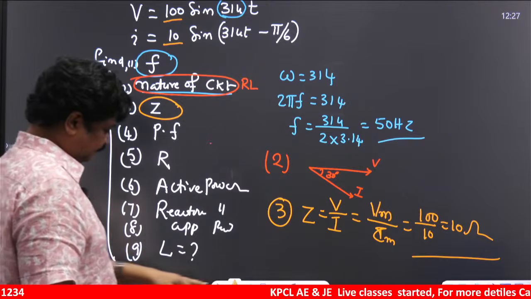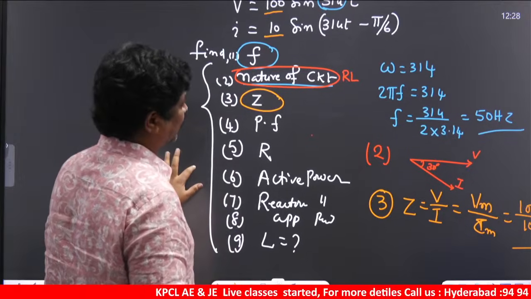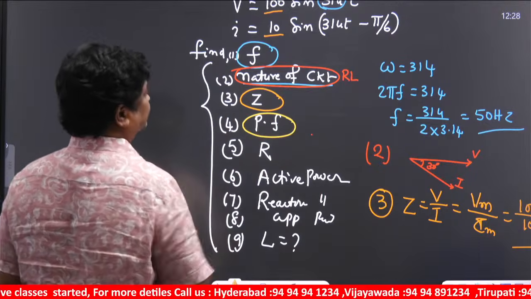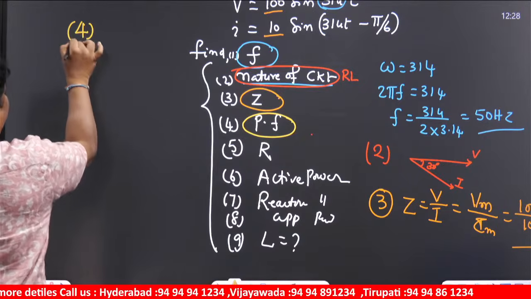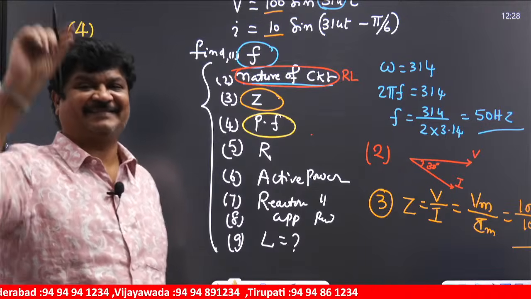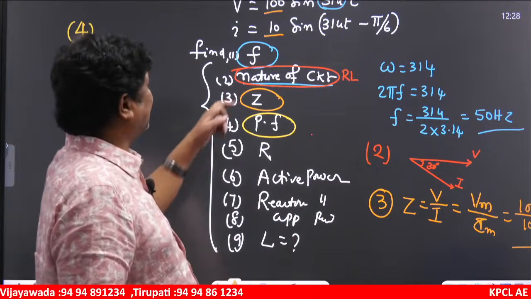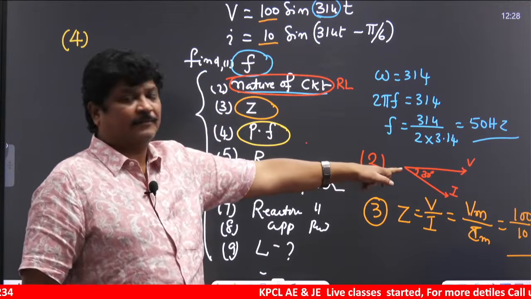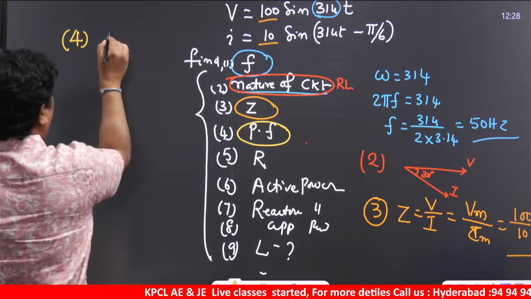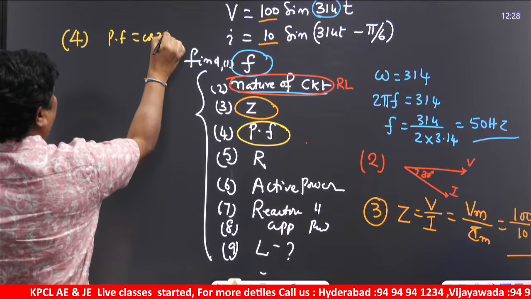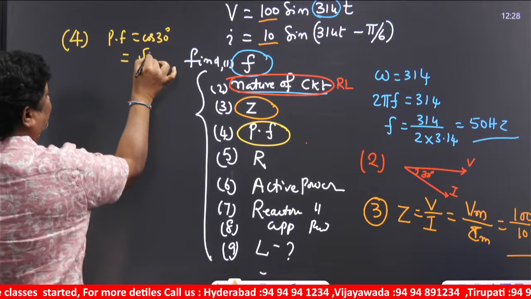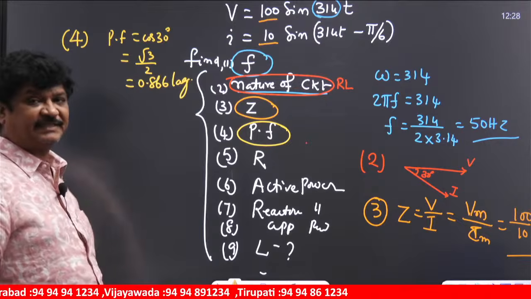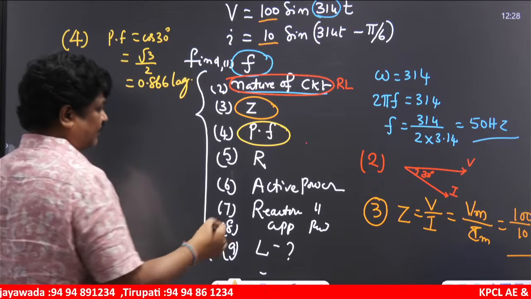Next, power factor. How to find the power factor? As already we know, the power factor is the cosine of angle between voltage and current. What is the voltage angle? 0. Already we written. 30 degrees is the angle. Hence, our power factor is cos 30. Cos 30 is equal to how much? Root 3 by 2, that is equal to 0.866 lagging. That is over. Next.